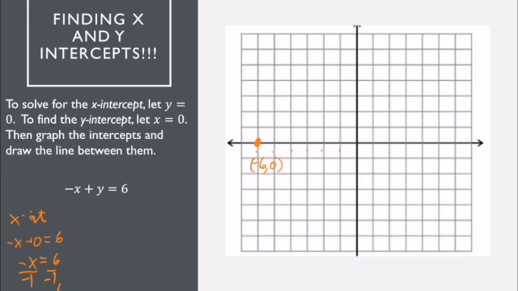Now I need to find my y-intercept, right? That's two really easy points that I can find on my line. Just plugging in 0 makes everything cancel out, right? So I'm going to have negative 0 plus y equals 6, and I find that y equals 6. So I have when x is 0, y is 6. So here I go to my y-axis. 1, 2, 3, 4, 5, 6. So this is when x is 0, y is 6.